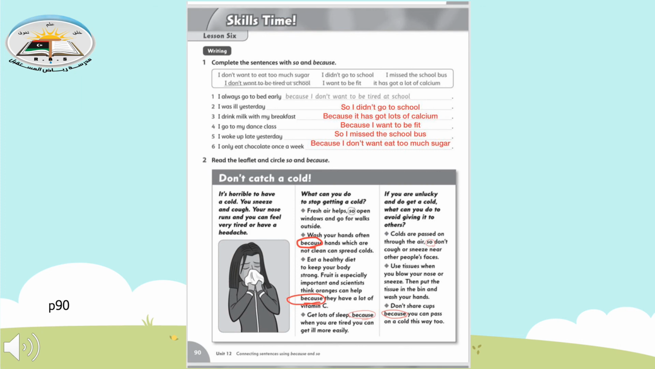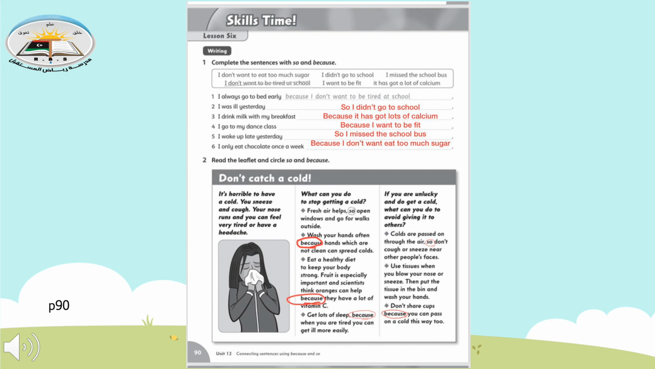Riyad Al Mustaqbal School English Course Grade 4 Workbook Page 90. Now open page 90 and let's answer the questions together. We have lesson 6 Writing. So the questions we're going to answer are a follow-up of the writing lesson.